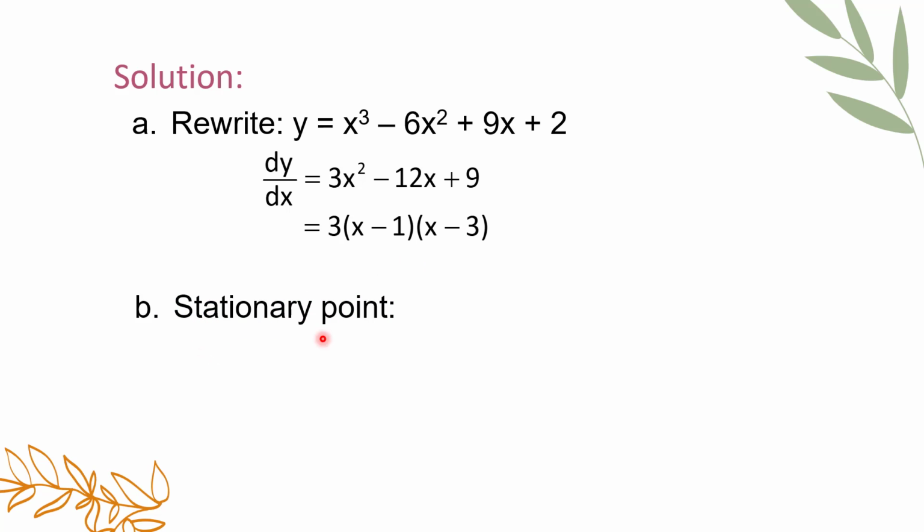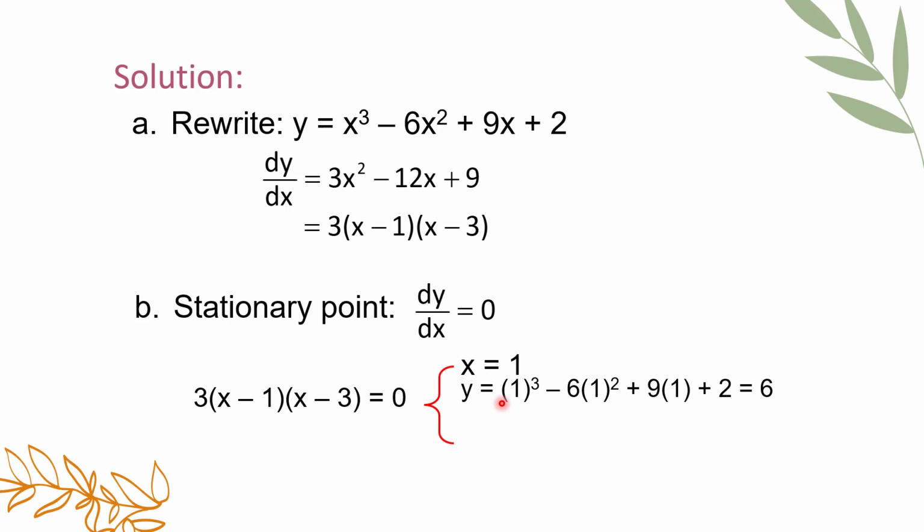And let's see the stationary points. We already know that a stationary point is where dy/dx equals 0. So here, we have 2 values that satisfy 3(x minus 1)(x minus 3) equals 0. That is, x equals 1. And we can calculate y. Where can we calculate y? We can substitute into the original equation of y. You substitute x equals 1 and you get the value of y is 6.